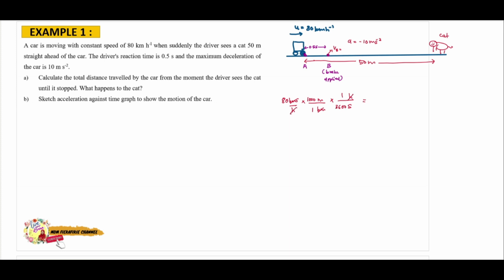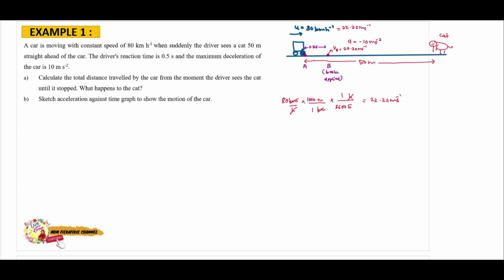Okay, so now press your calculator. So 22.22 meter per second. So means that at VB, it's also 22.22 meter per second. Same goes to at point A, 22.22 meter per second. Means that the velocity of the car from A to B is 22.22 meter per second, since the question state that it is moving with constant speed of 80 km per hour.